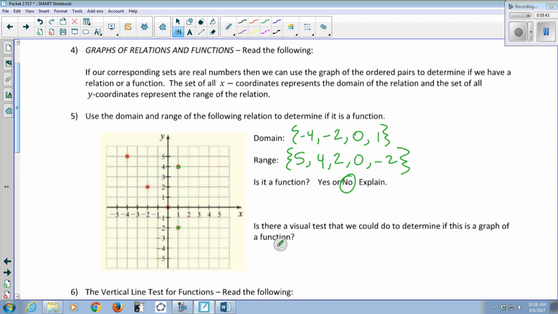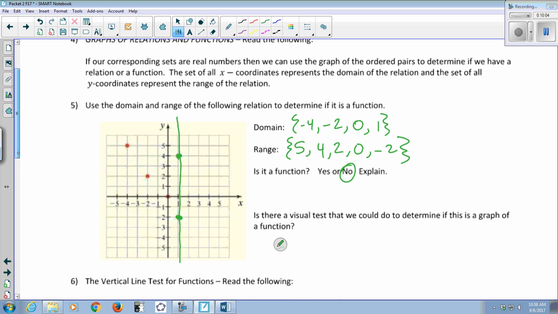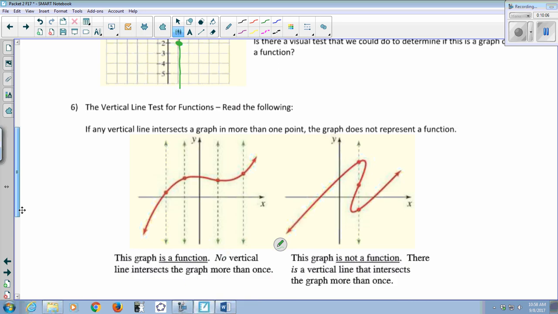So there is a visual test that we could use at a glance to determine if a graph represents a function. And it's the fact that these 2 points have the same x value but different y values, and that means that they lie on the same vertical line. So we have this test called the vertical line test, which is number 6 here, the vertical line test.